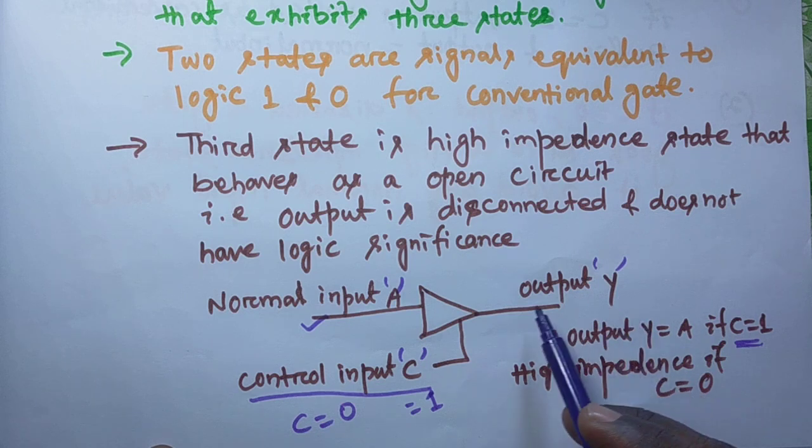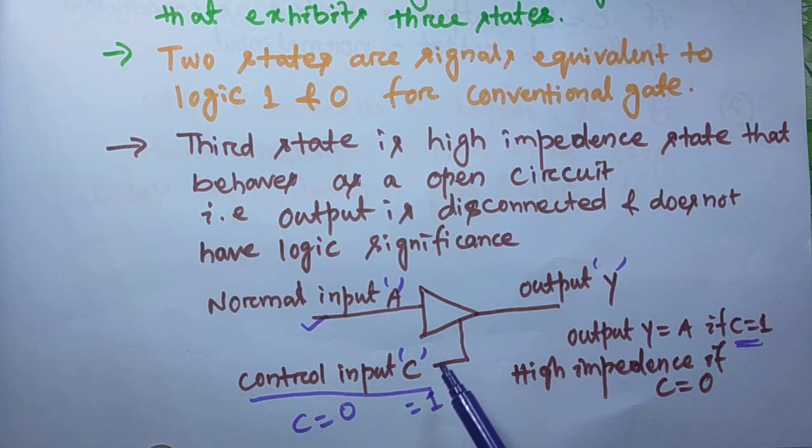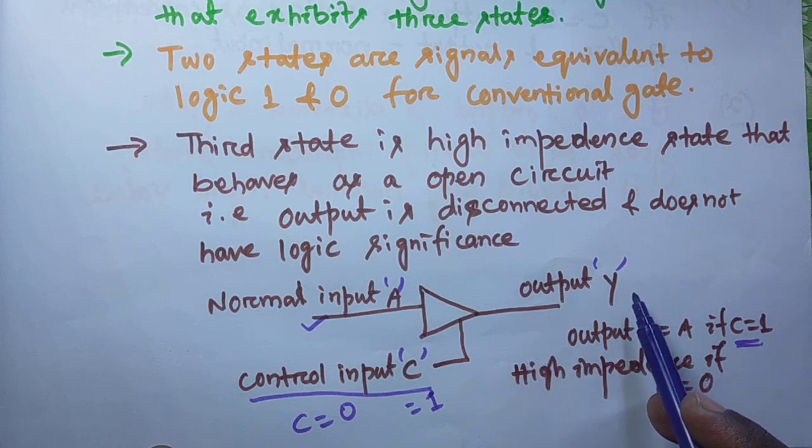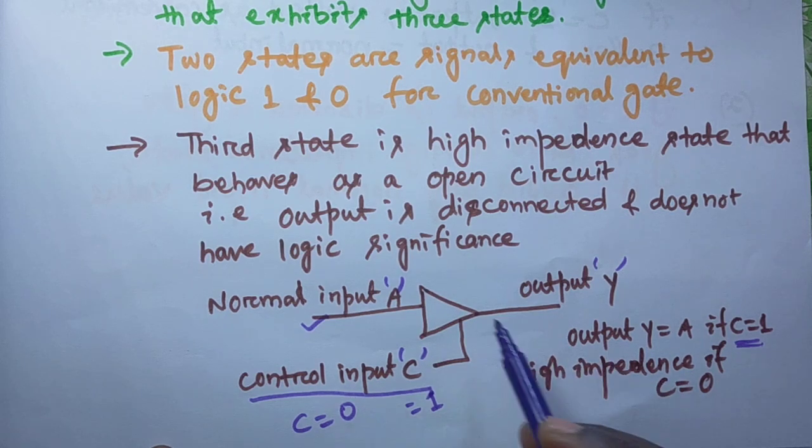So why will the output be disconnected from the circuit? Because C is 0. C is 0, so there is no effect of the input on the output. There is no output we can get because the circuit is open. This is the basic concept. For that reason, this control input is very important for a tri-state, or three-state, buffer. This is the basic concept of a three-state buffer.